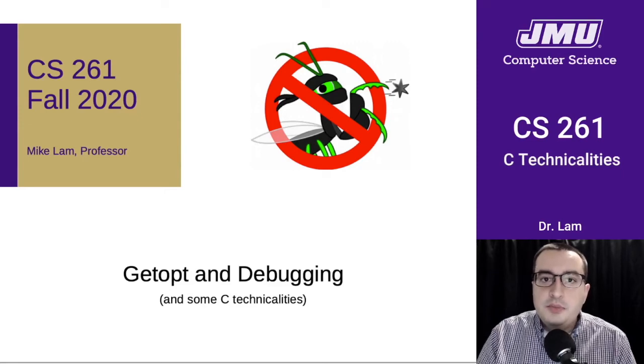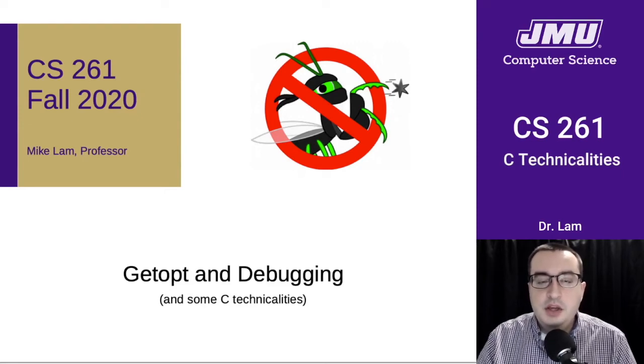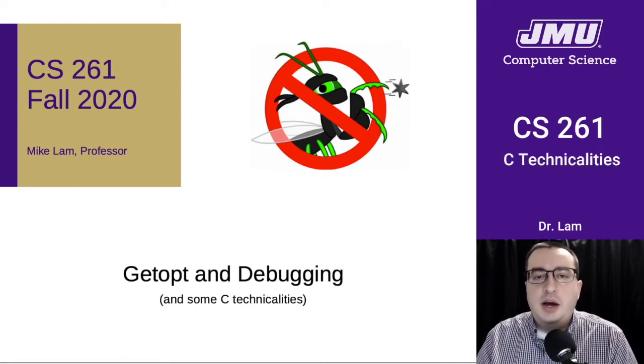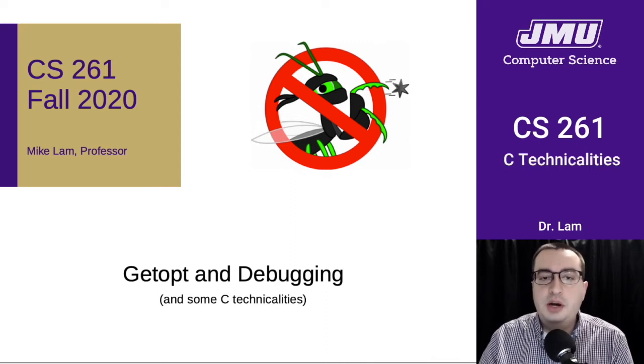Hello. So in this mini lecture, we're going to cover some topics that are not strictly necessary in order to complete the projects in this course, but that are going to be very, very helpful. So the two main topics are GetOpt and debugging. But before that, I want to spend a little bit of time just talking through a couple of technicalities that we've been either glossing over or simplifying up to this point.